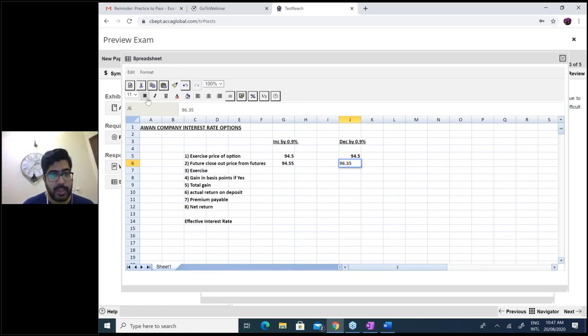So we have exercise price 94.5, and the future closeout price from futures in case of increase and in case of decrease. From where did this come? We have already computed this from futures, step number 4. In case of increase it was 94.55, in case of decrease it was 96.35. Now the third step, exercise, yes or no. You need to write yes or no.